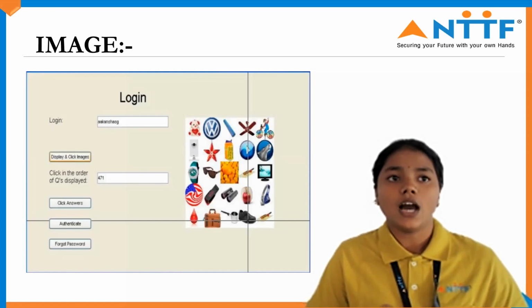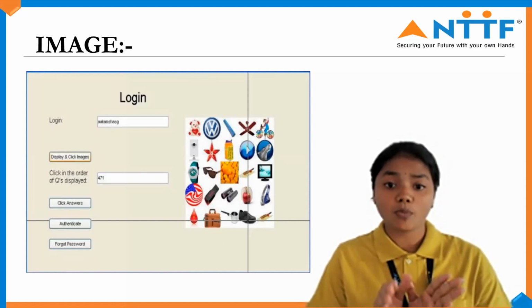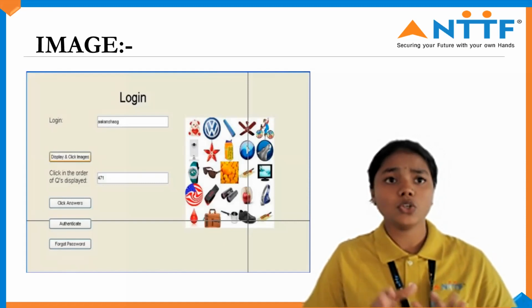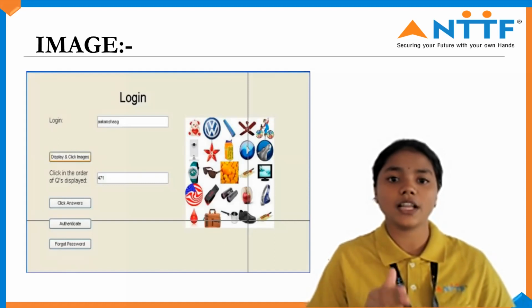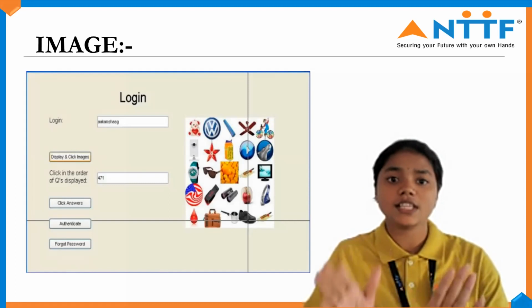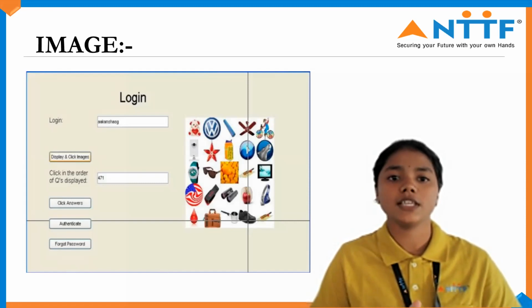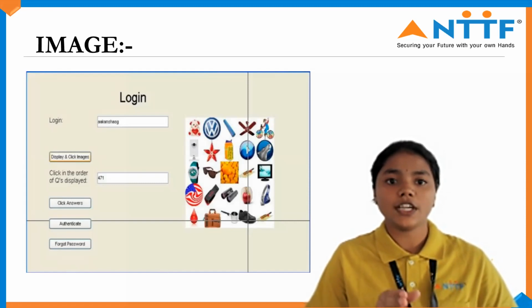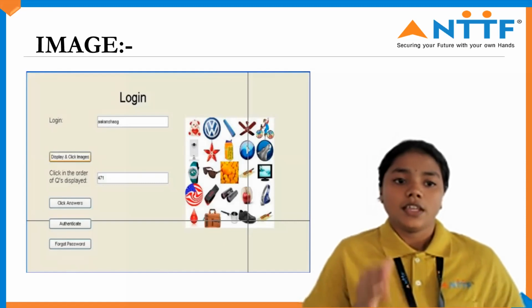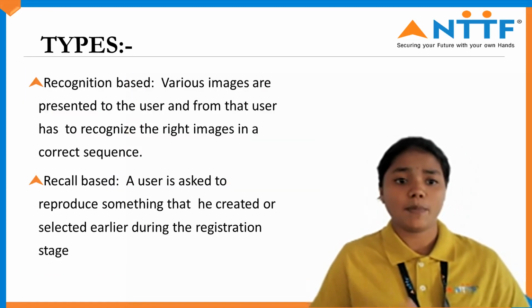You can see if you select the wrong point of the image, it gives a message to select the correct point of the image. After selecting the correct point of the image, the dashboard opens after entering the correct password. Here is the type of a graphical password.